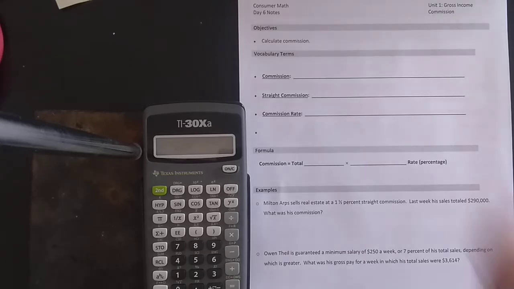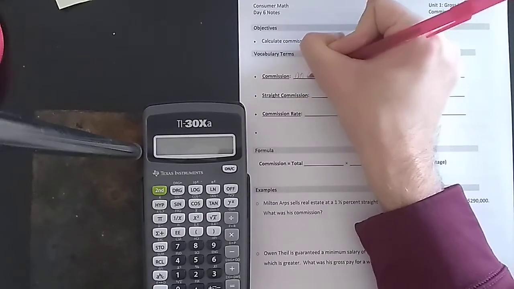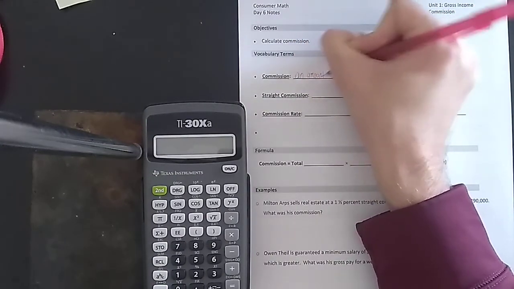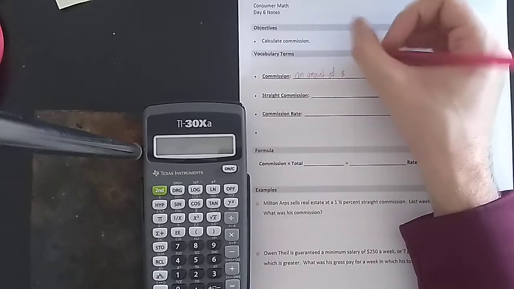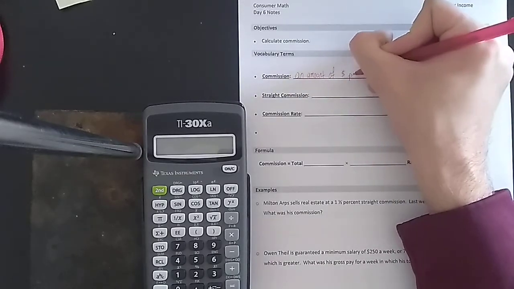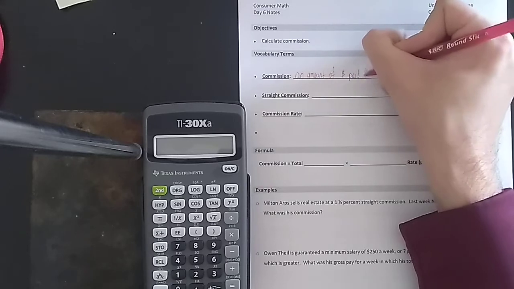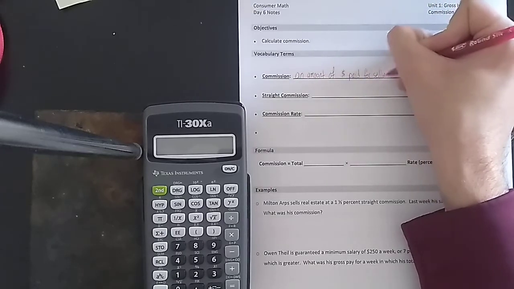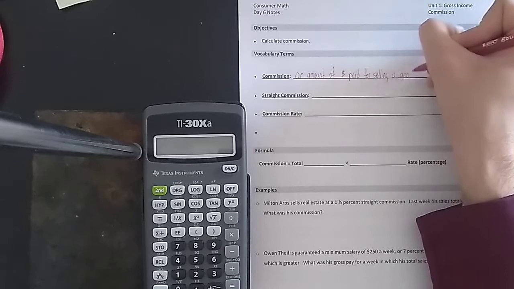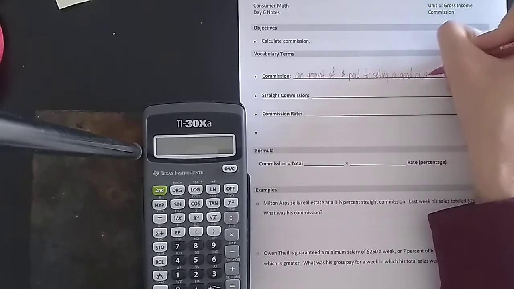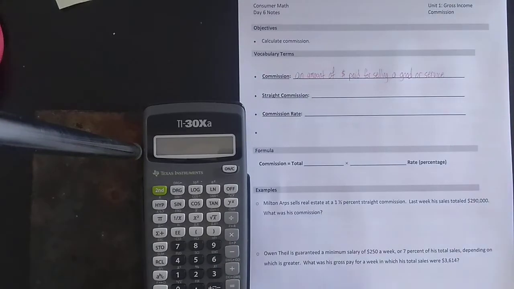They make commission, and what a commission is, it is an amount of money paid to the employee for selling a good or service, some product or some service. Okay, so basically this person is trying to sell you something. If they make the sale, they get a cut of that sale. Some of the profits go to the person who owns the business and the business itself. Some of the profit goes to the person themselves.